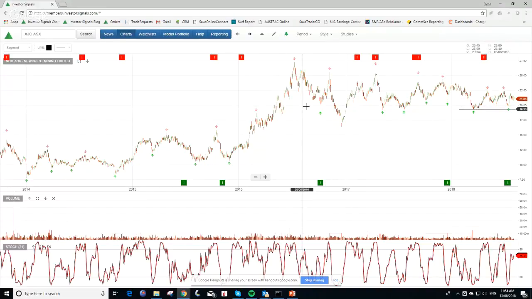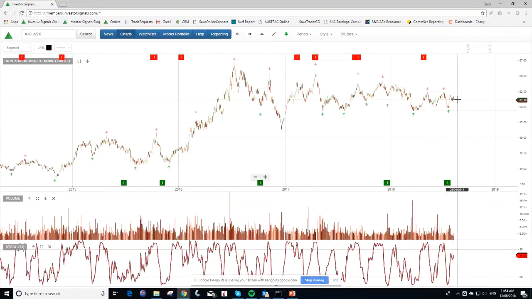Newcrest, it's moved sideways now for 2 years. We've had an algorithm buy signal here at roughly $20. Hard to know when it breaks out of this consolidation range, but we're leaning towards the breakout being to the upside rather than the downside of this consolidation.